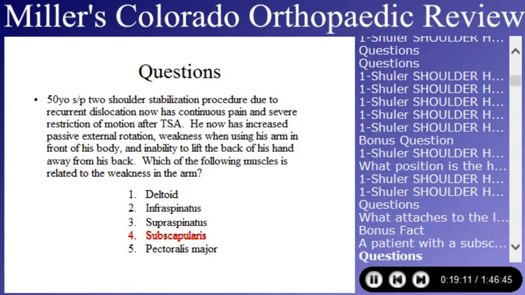Test question right here. 2 shoulder stabilization procedures, increased passive external rotation, weakness when using the arm in front of his body, inability to lift the back of his hand away from his back, positive Gerber's liftoff test. Which of the following muscles? Subscapularis.